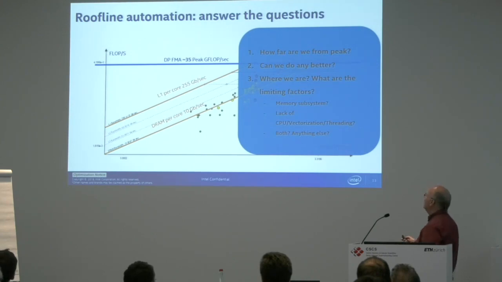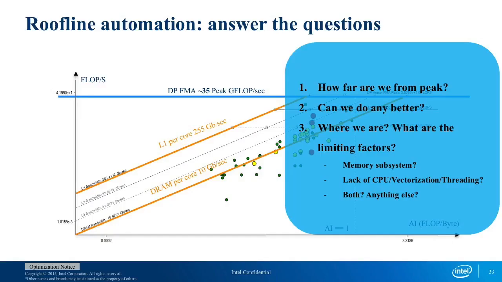So how far are we from the peak? Can we do better? Where are we in our optimization? What are the limiting factors? This can be sorted out by other previous analysis.